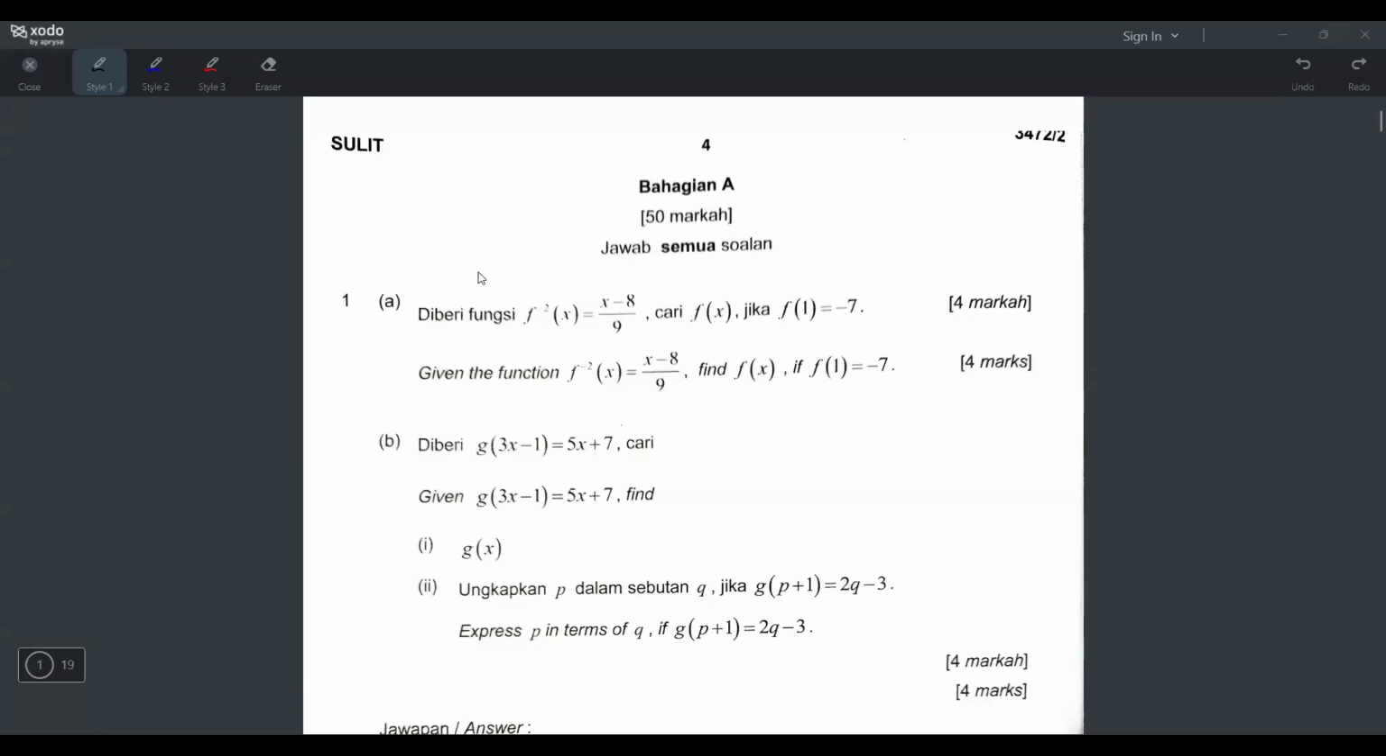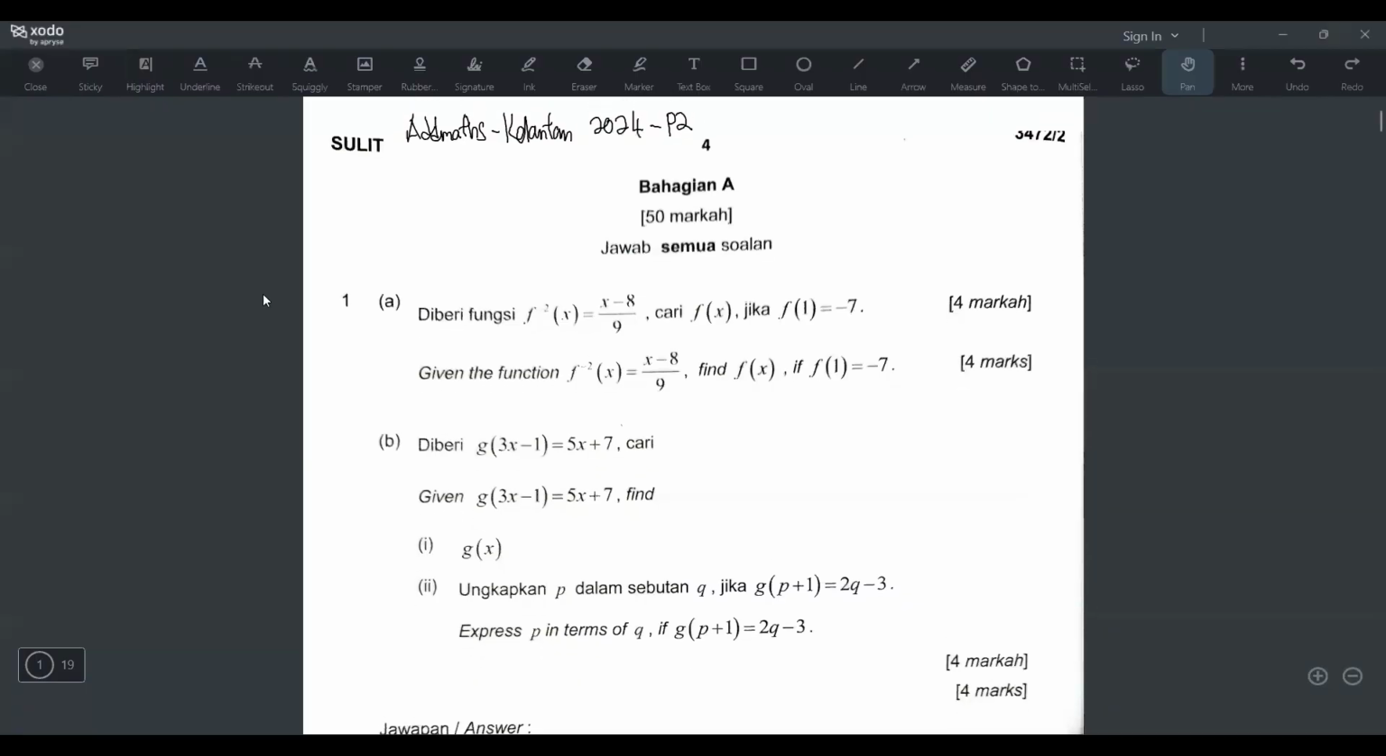Okay, I am back with another video. This time I will discuss the trial for Addmaths paper, and this is the Kelantan paper, paper 2. So Kelantan 2024 trial paper 2. All right, so let's start with question number 1.